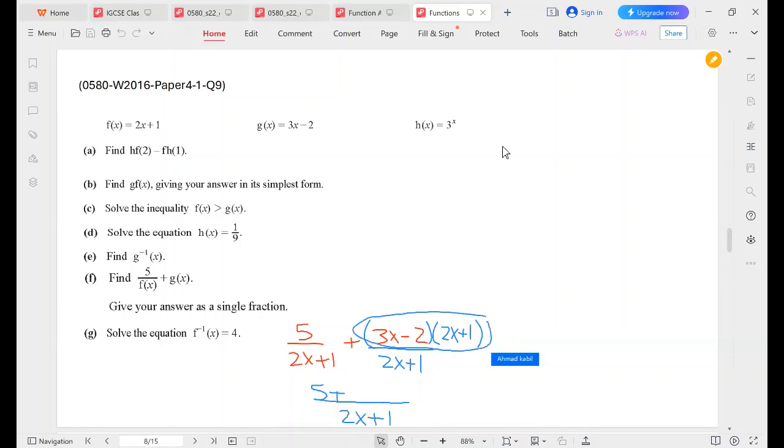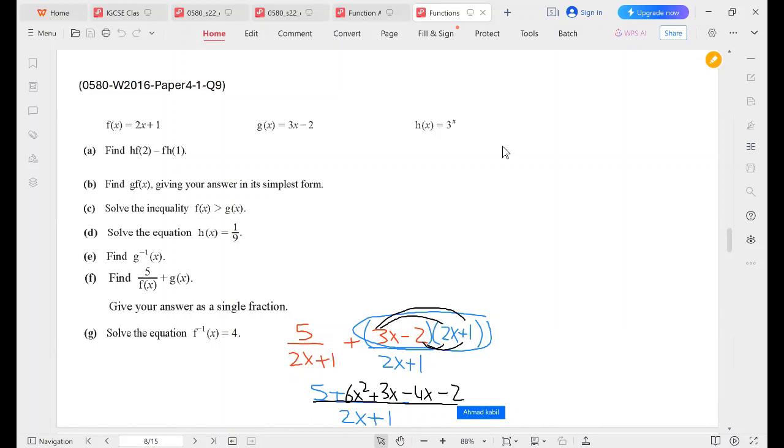And we can start to simplify it automatically. 3x times 2x is 6x power 2. And then 3x times 1 gives us 3x again. Minus 2 times 2x is minus 4x. Minus 2 times 1 is minus 2.